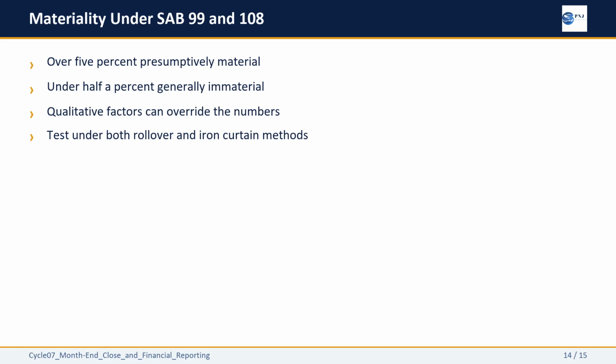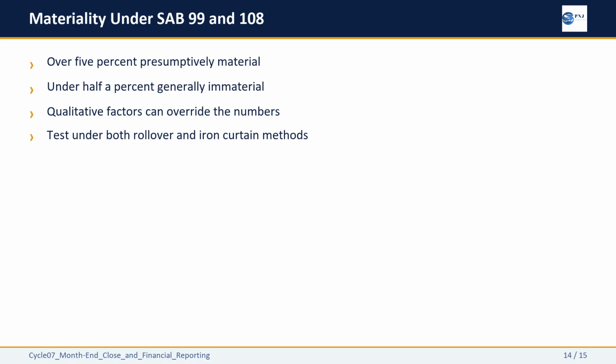How do you decide whether an error even matters? The Securities and Exchange Commission, through Staff Accounting Bulletins 99 and 108, applies both quantitative and qualitative tests. Quantitatively, an item over 5% of a benchmark like net income, revenue, or total assets is presumptively material, while an item under 0.5% is generally immaterial, and the zone between requires judgment.